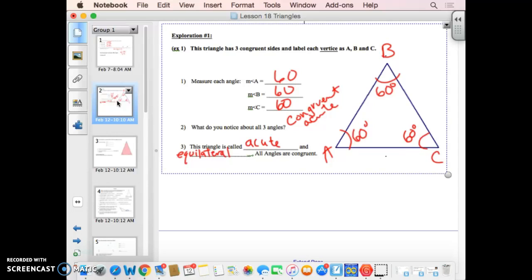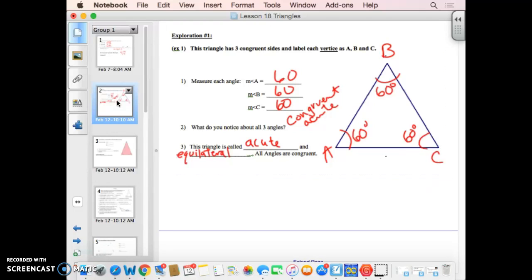Now, all the angles are going to be 60 degrees in an equilateral triangle because, we'll figure that out later, actually. I'm not going to tell you. It's a secret. What's also cool about an equilateral triangle is that if you measured each of these sides, you would notice all three sides are exactly the same as well. So in an equilateral triangle, all angles and all sides are congruent.